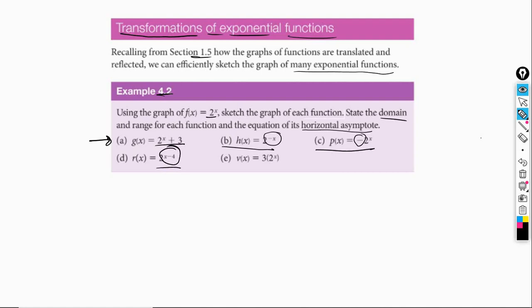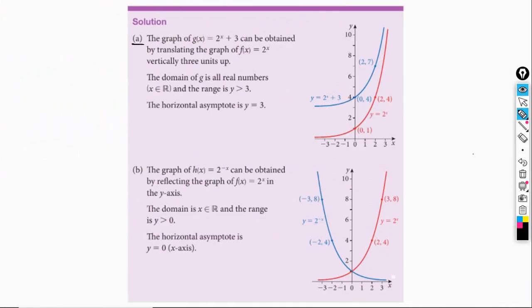And then for letter E, what we're going to have is that every y value is going to be multiplied by 3. So actually, let's take a look at the graphs themselves and explain what would be the domain and range, as well as the horizontal asymptote. So for letter A, the graph of 2 to the x plus 3 can be obtained by translating f of x equals 2 to the x vertically 3 units up. We can see that the x values are not affected, but the y values are increased by 3.